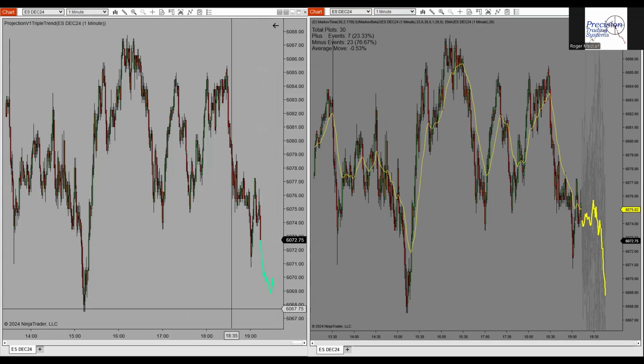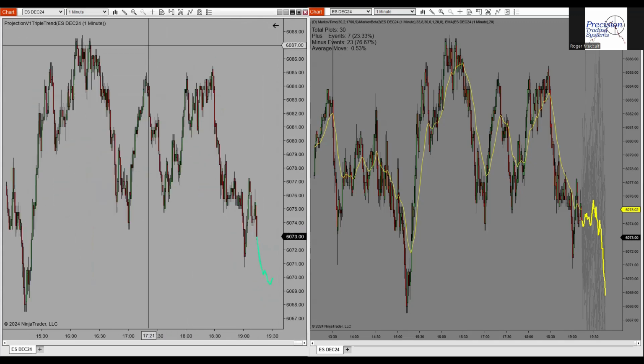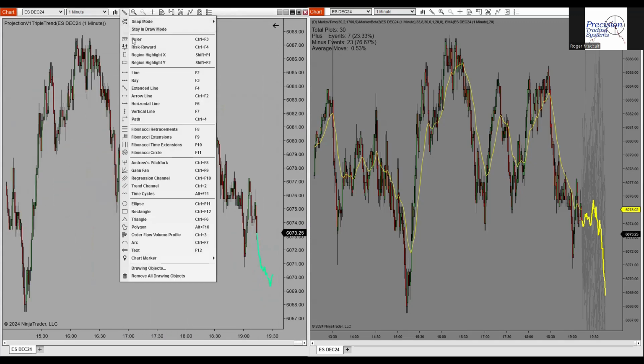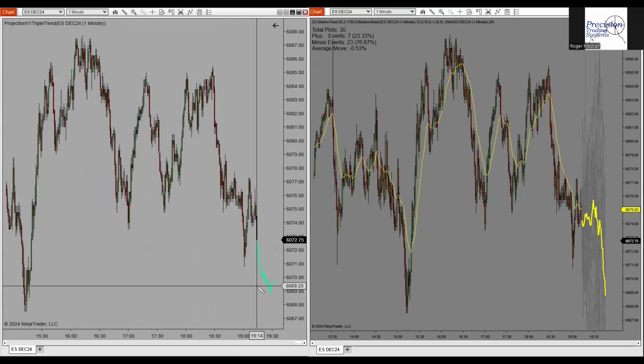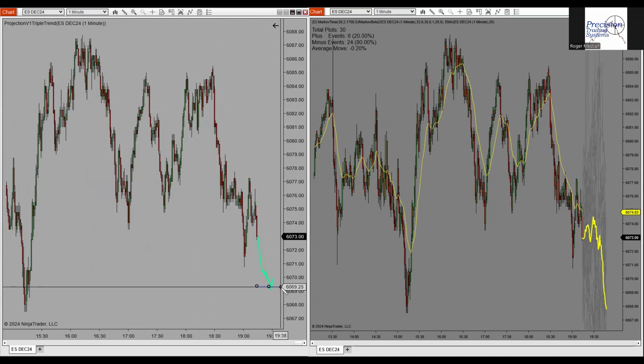So this is the first one. This will be released soon. It projects where the price is going to go. It tends to work better when the market's a bit crazy.